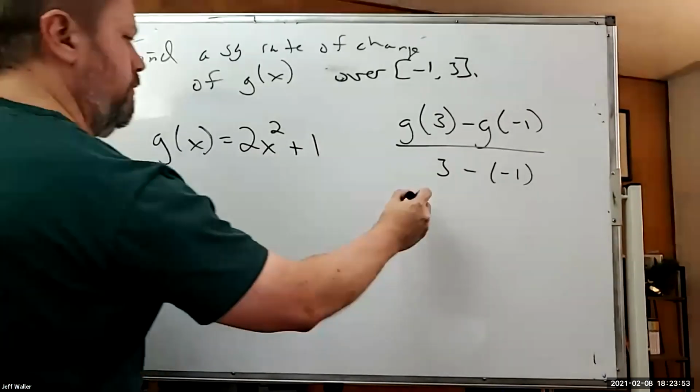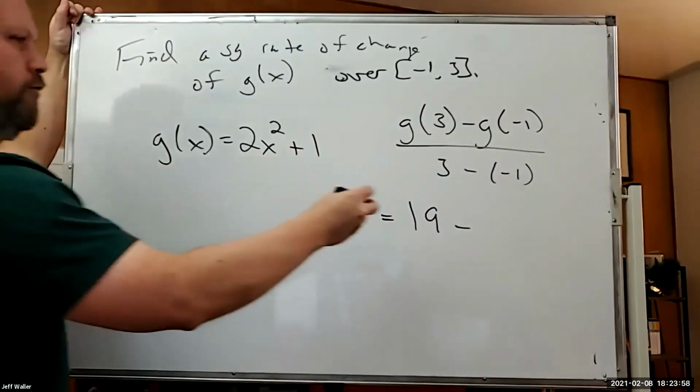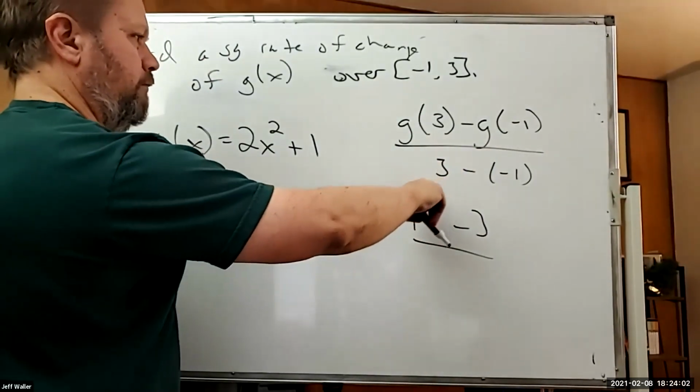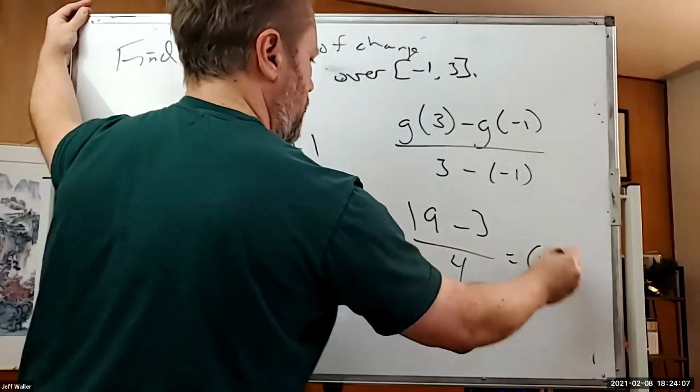19. And g of -1? 3. This is nice. I wish I could take credit for this. 19 minus 3 is 16, and 3 plus 1 is 4. So 16 divided by 4 is 4. Yeah, that's nice.